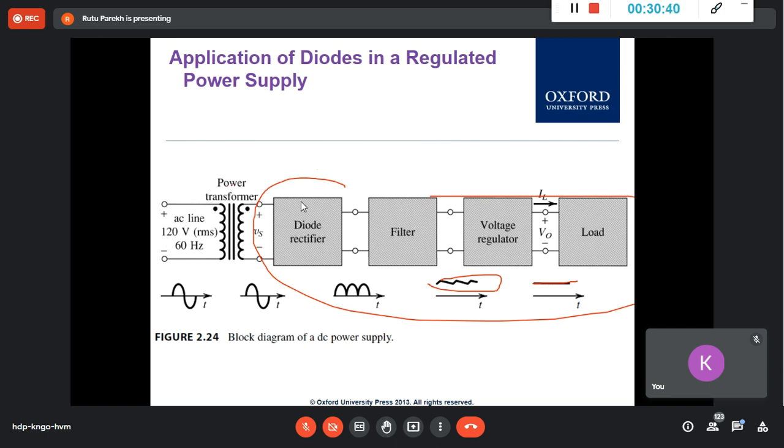So even if, because of a fluctuation, for some reason the voltage goes high, all these things will be blown up. We don't want that. You want to protect it, right? So for that also there is a circuit known as a clipping circuit, that if the voltage goes beyond some level, it will cut it off, okay?